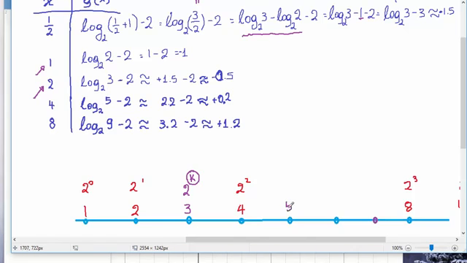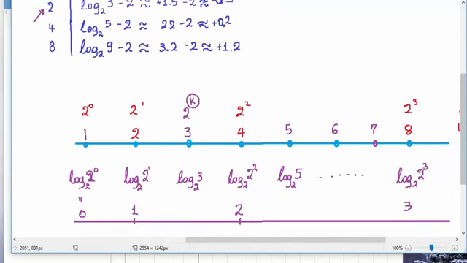Same way, 5 is not a perfect power of 2, 6, 7 are not perfect powers of 2, and when we get to 8, that is a perfect power of 2, 2 to the third, then we know that the logarithm of 8 is 3. Now, if you look at the corresponding logarithms, you see the following. The logarithm of 8 is 3, right here. The logarithm of 4 is 2. The logarithm of 2 is 1. The logarithm of 1 is 0.